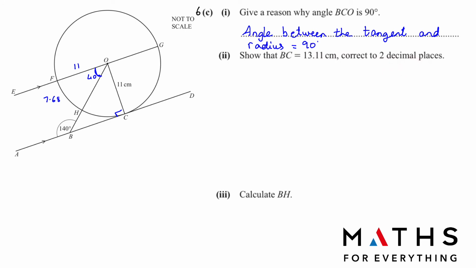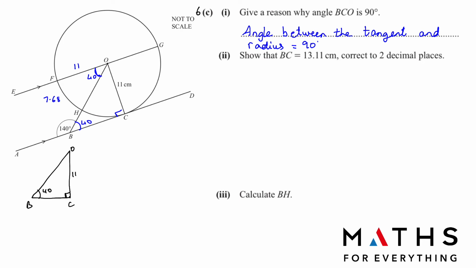Now we know that this is a straight angle. Therefore, angle OBC is equal to 40. 180 minus 140 is 40. So you have a triangle here, B, C, and O. This is 11 centimeters, this is 40, and you want to find BC. If you have one angle and one side and you want to find another side, you need to use trigonometry.